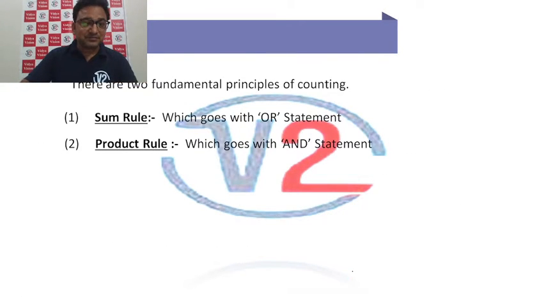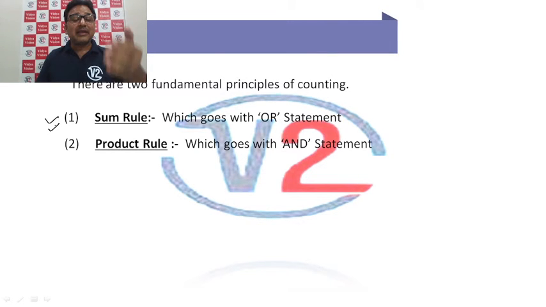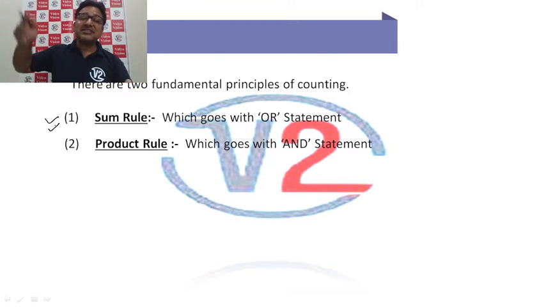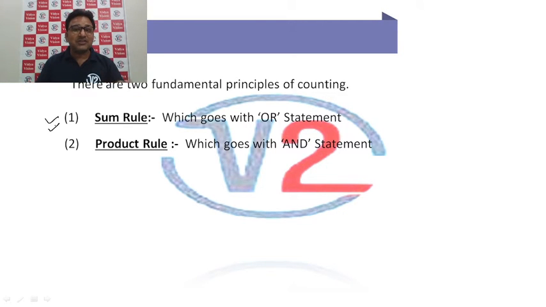Now next, there are two fundamental principles of counting. Some rules are important, in which we can do it by this manner or this manner. The product rule goes with the word AND: this is done and this is also done. Clear? The product rule is the AND statement, or we can understand it in the question also.